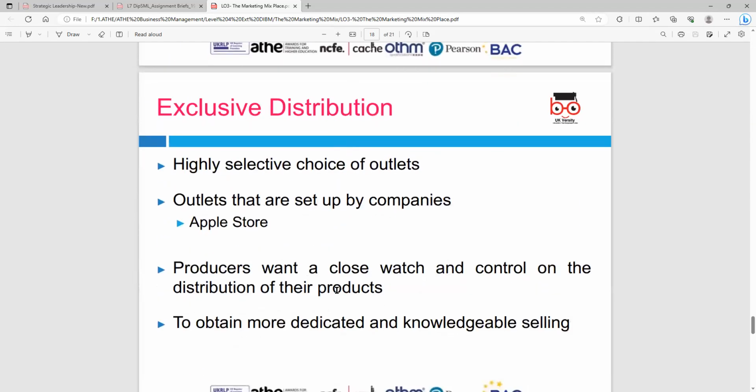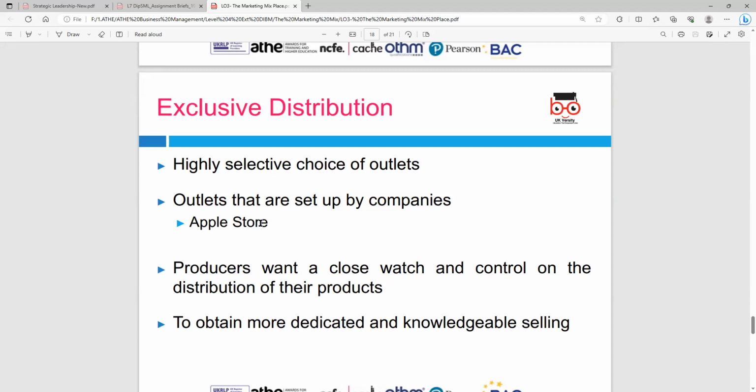The third one is exclusive rights, or exclusive distribution. Exclusive distribution is where you only select outlets that have the exclusive right to sell your products, nobody else, which is a very highly selective choice of outlets. And these are outlets that are set up by the companies themselves. For example, you have your own outlet, and you use that kind of channel, okay?